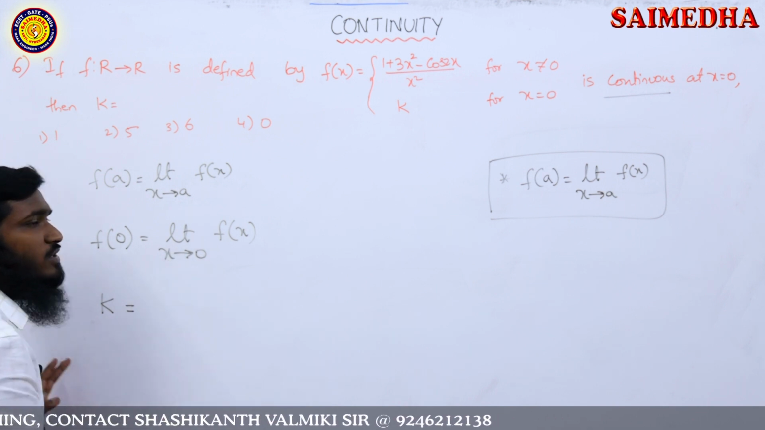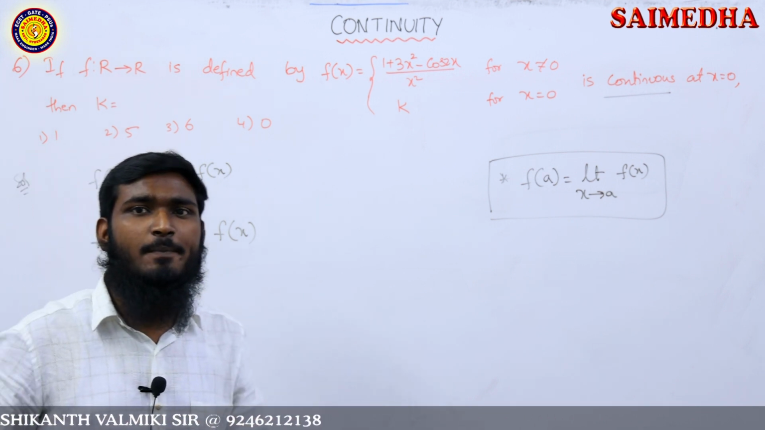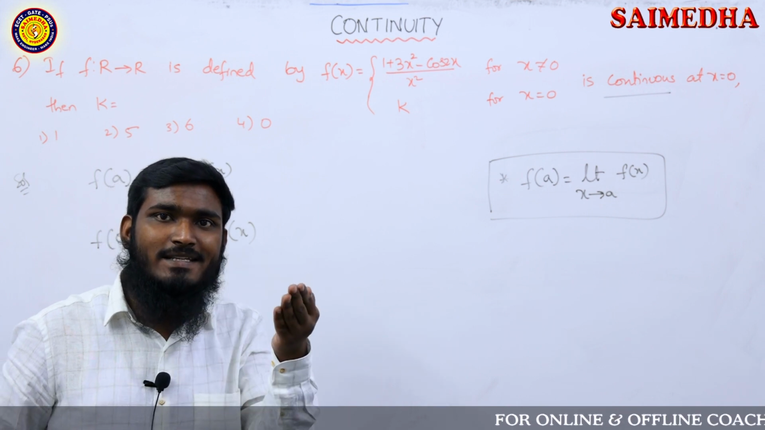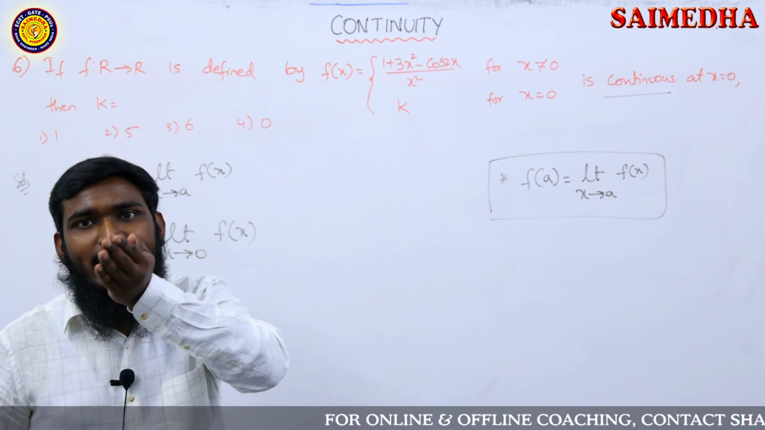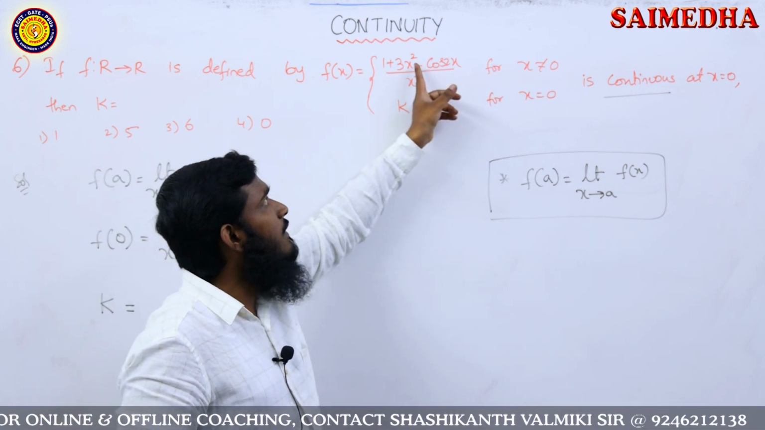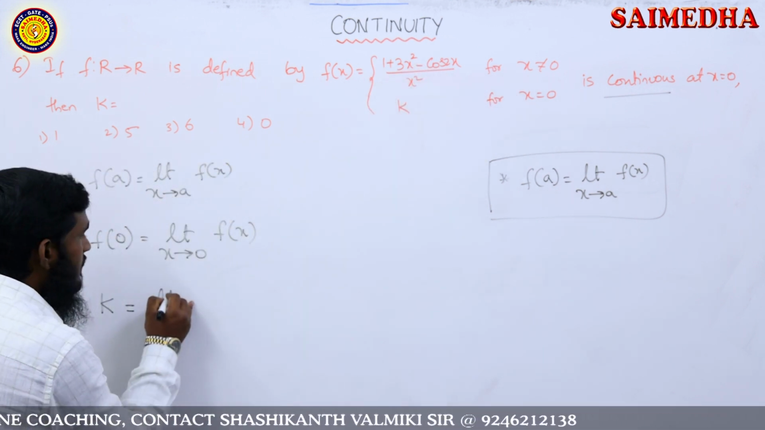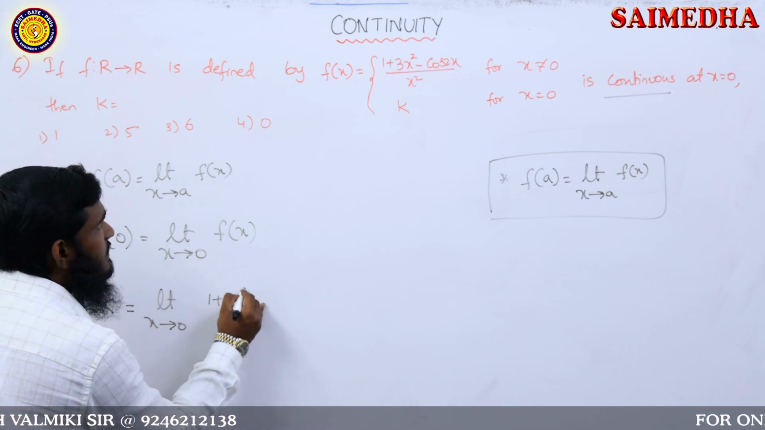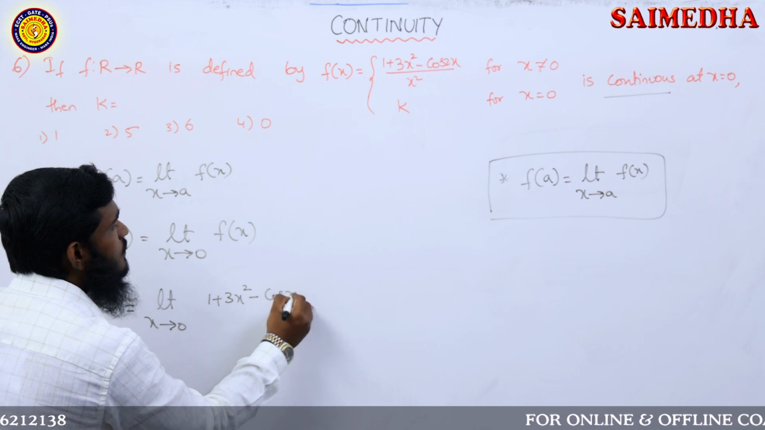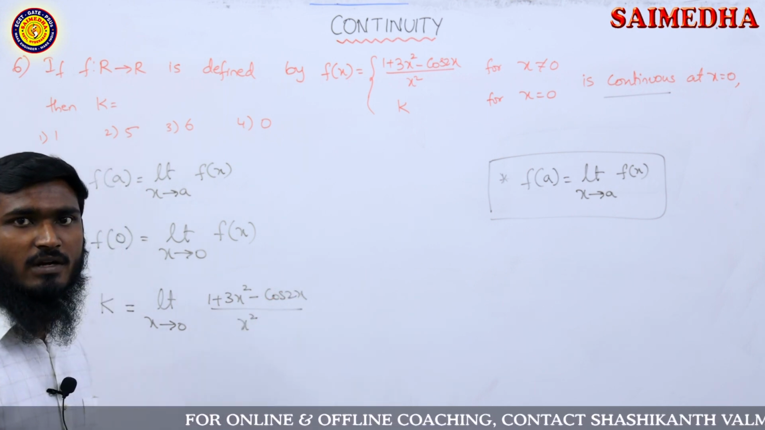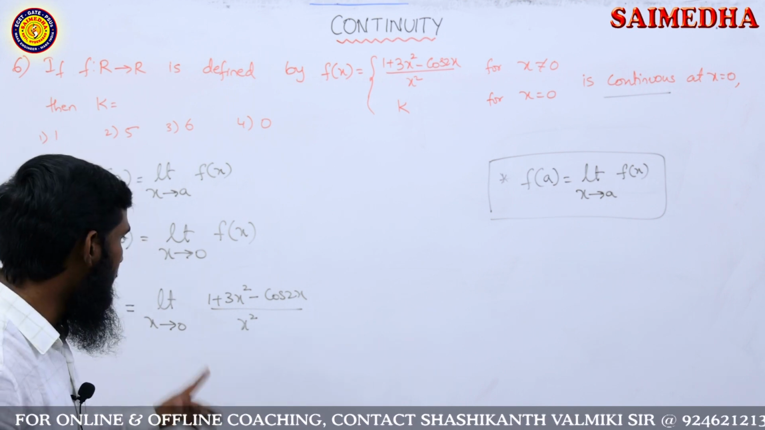Now limit x tends to 0. Whenever we are applying the limit, it is not equal to 0. It will be somewhat less than 0 or somewhat greater than 0, but it is not equal to 0. For not equal to 0 we have to take this part. So limit x tends to 0 of (1 plus 3x square minus cos 2x) divided by x square we have taken. Now we have to apply the limit.